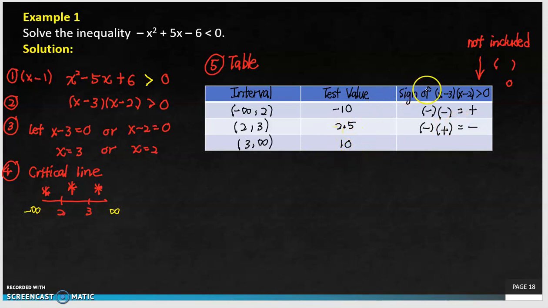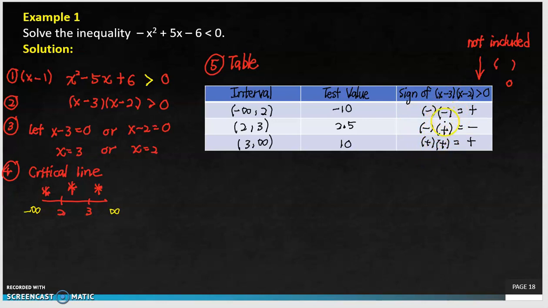So 10 here, substitute x. 10 minus 3, positive 7. So here is positive. 10 substitute into x. 10 minus 2 is 8. So here is positive. So finally, positive, positive, we should get positive. So we just substitute the test value into here, x and x, and we just take the sign. So finally, we will choose the correct sign.